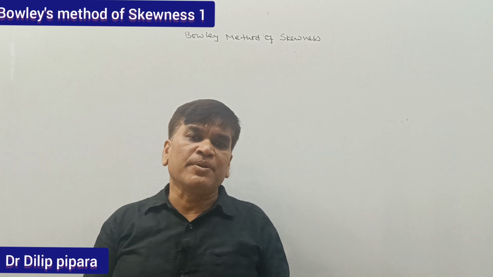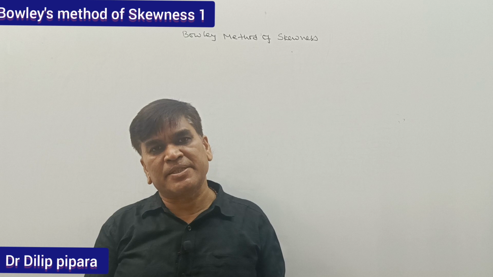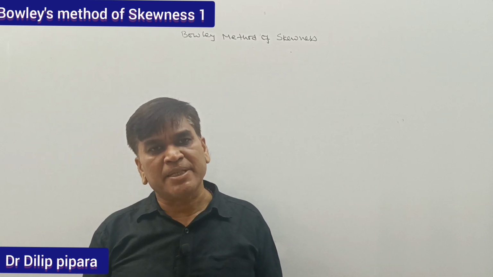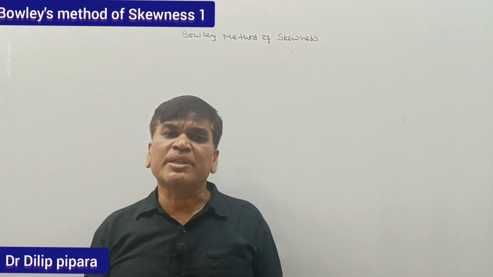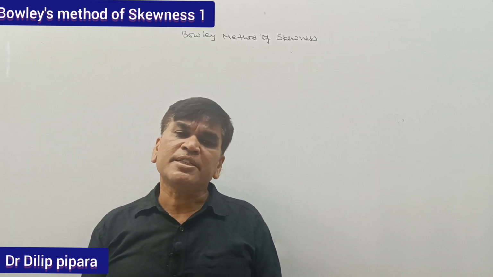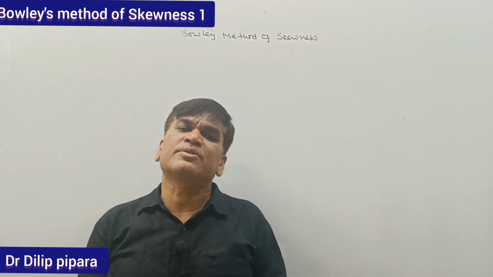In the last few videos, we discussed how to calculate Karl Pearson's skewness. That is the first method of measurement of skewness. We have another method, called Bowley's method of skewness, which depends on the quartiles and median. So this method is quite different.